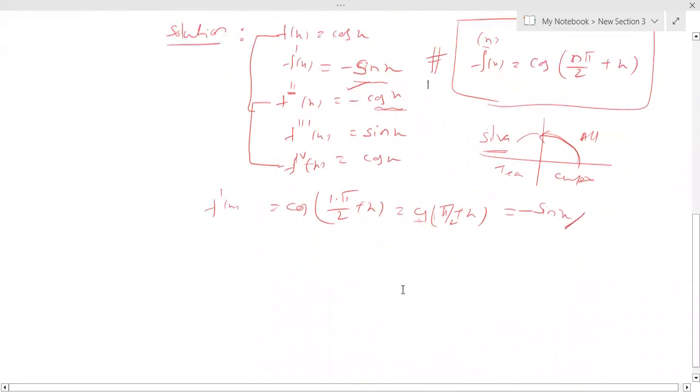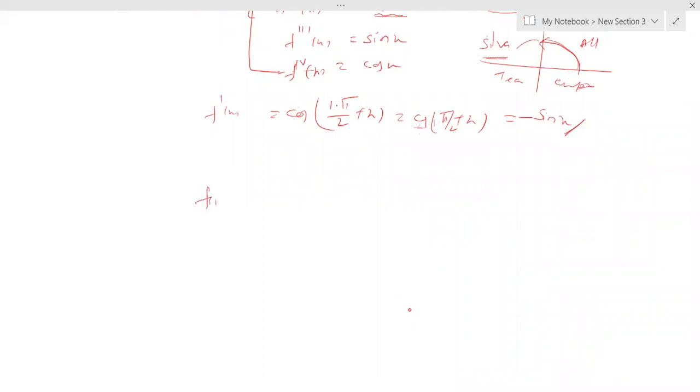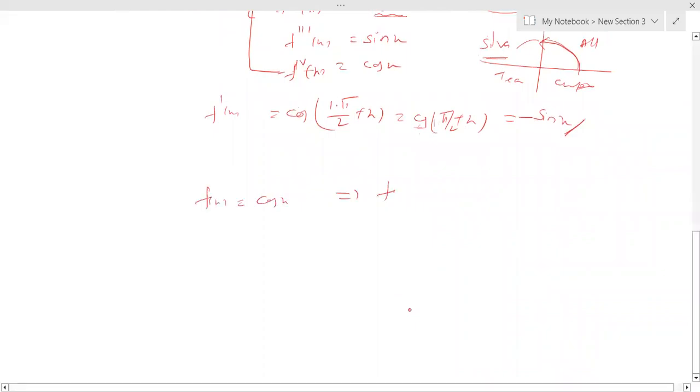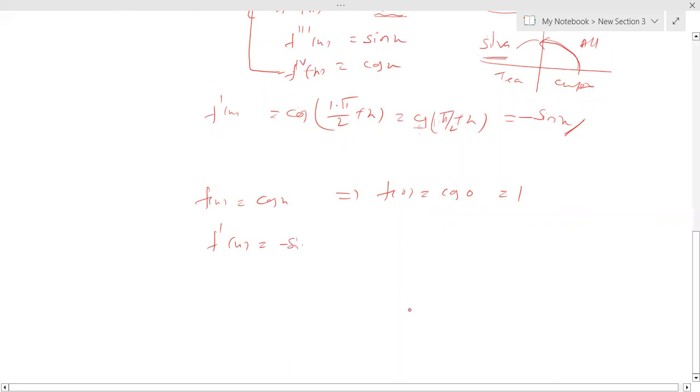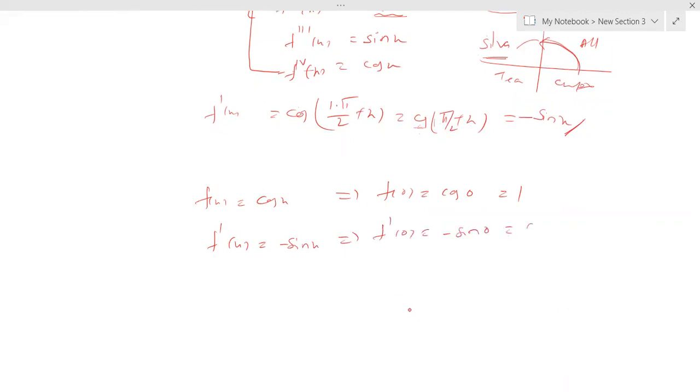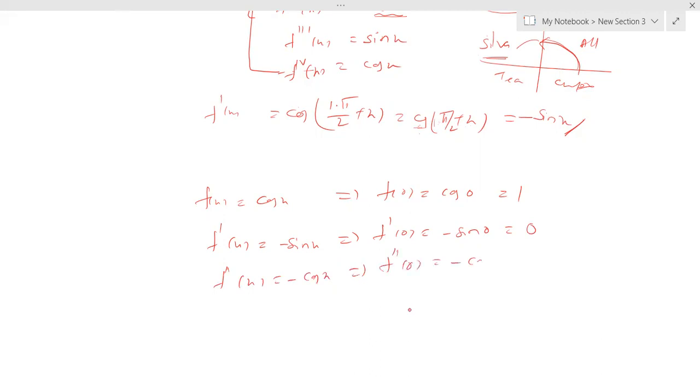So using this formula, find the f of 0 value. f of x is cos x. That implies f of 0, we require f of 0, that means cos 0. Cos 0 is 1. Similarly, f dash x is minus sin x. That implies f dash 0 is minus sin 0. Sin 0 value is always 0. f double dash x is minus cos x. That implies f double dash 0 equals minus cos 0. Cos 0 value is 1. Minus into 1 means minus 1.